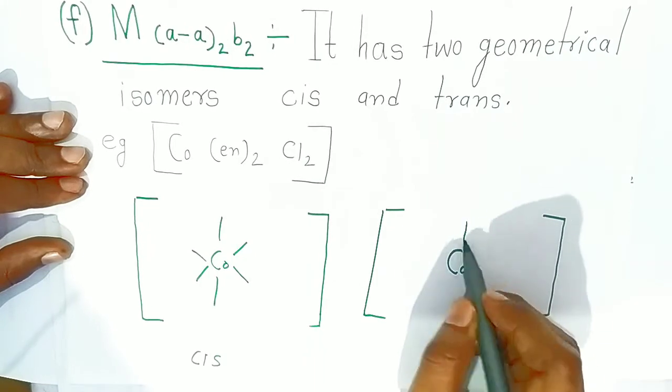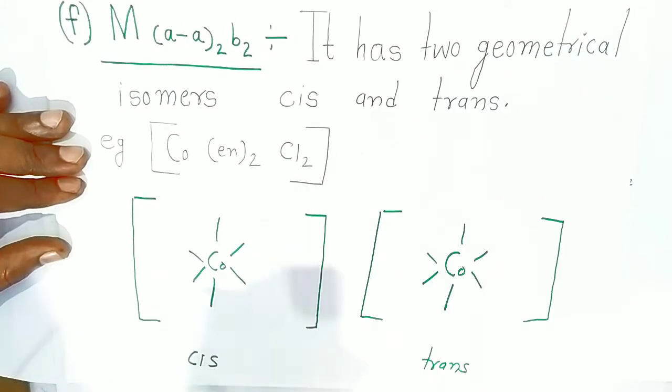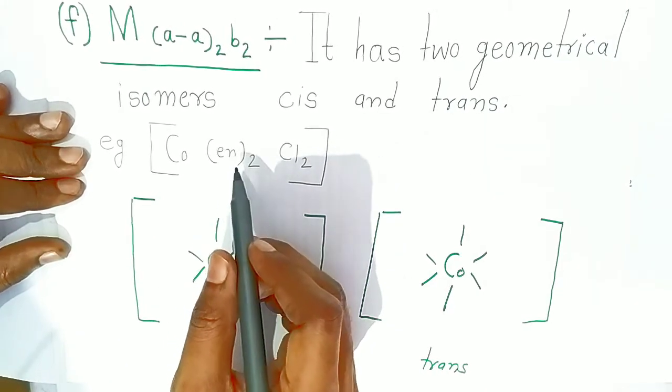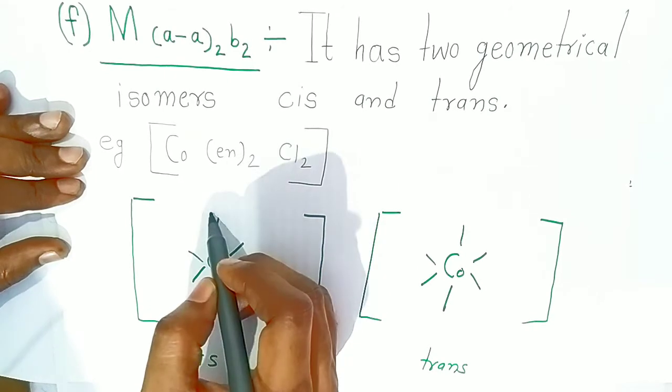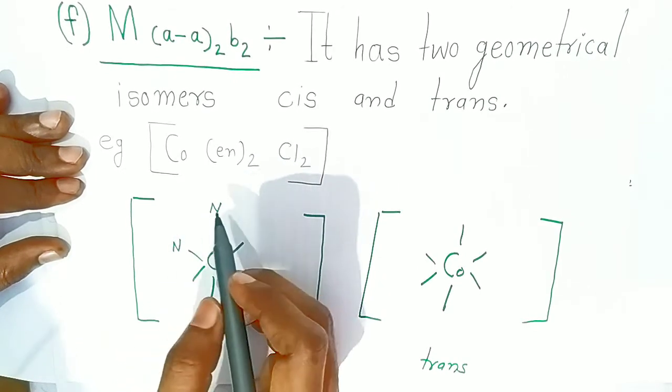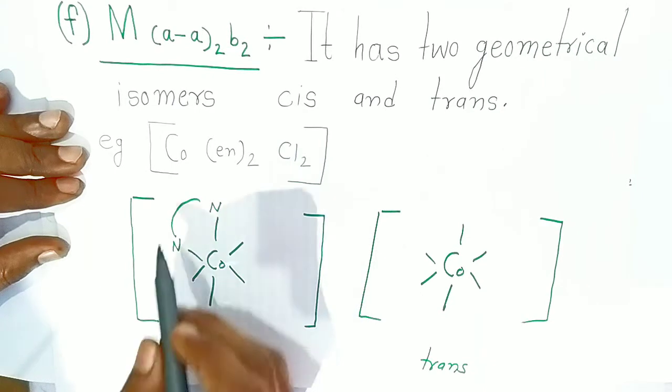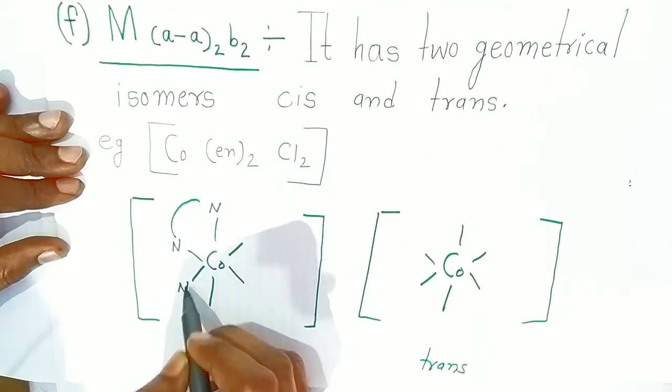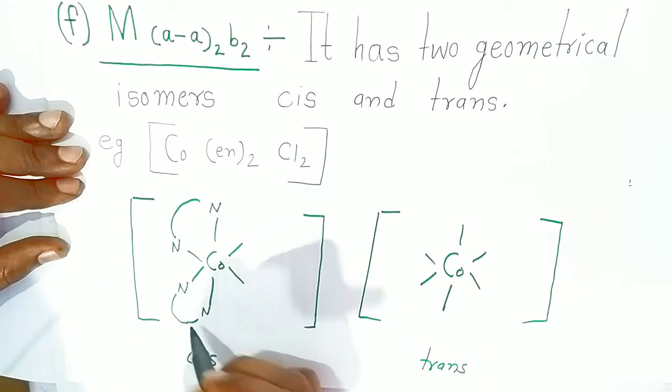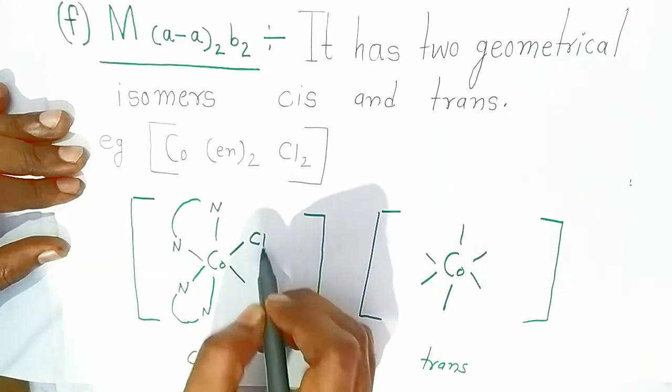Now students, cobalt will be at the center. Here also cobalt will be at the center of the complex. And ligands. Now you have EN, that is bidentate ligand, ethylene diamine. So here nitrogen, ethylene of the diamine you have to put like this. If you are putting this bidentate ligand here, second bidentate ligand will also come on this side only. That is why it is what? Cis type. Chloride you have to put this way.